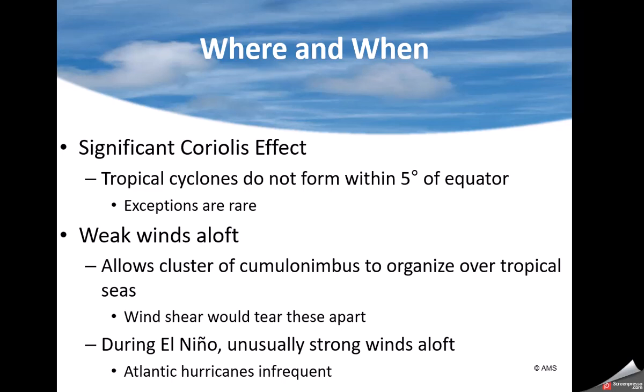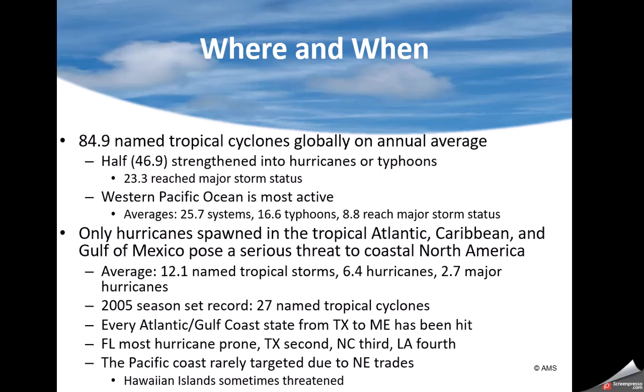You need weak winds aloft too, because you want these thunderstorms to organize vertically. They want to grow up. They don't need wind shear like we do in thunderstorms over the United States to cause severe weather. You want these thunderstorms to keep growing up straight, and wind shear would tend to tear them apart. That's why during El Nino we get fairly strong winds in the tropics, and you wind up getting fewer hurricanes those years. On average, there are more named hurricanes and tropical storms in the Pacific than there are in the Atlantic.